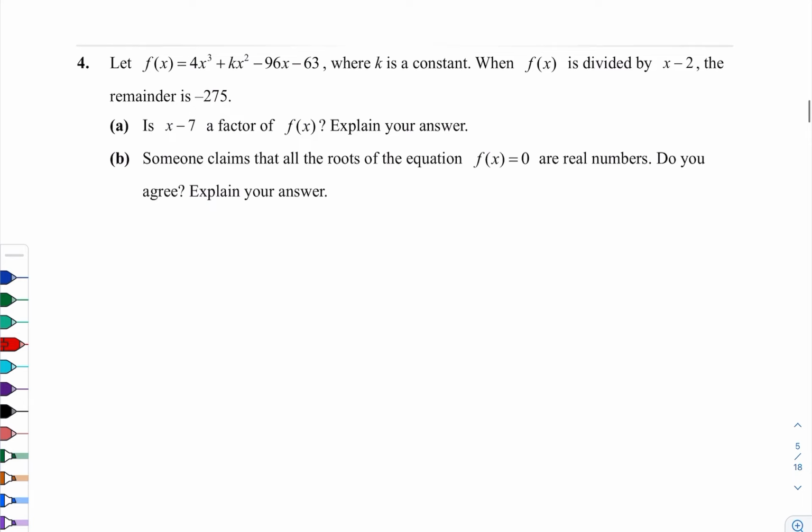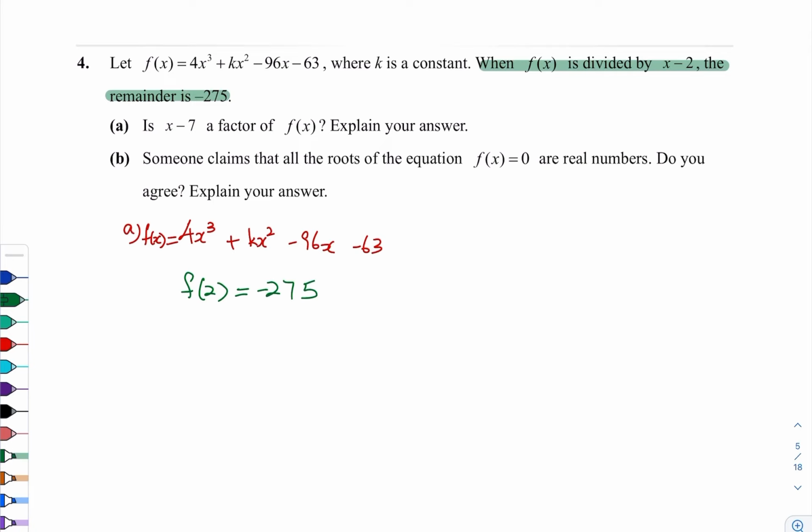Okay, then next one. Let f(x) be this thing, because I am too lazy, so let me just write it. f(x) is this thing, because I don't want to read the question again and again. So I prefer writing it down. It helps my brain too. When f(x) is divided by this thing, the remainder is this thing. If it's divided by something, remainder something, we use the remainder theorem. So f(2) will equal negative 275. It is divided by x minus 2. So you set that as 0 first and find out the value of x and then substitute back.